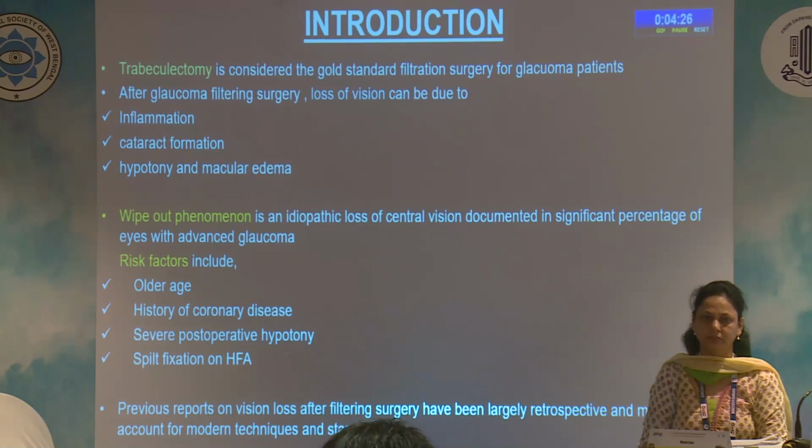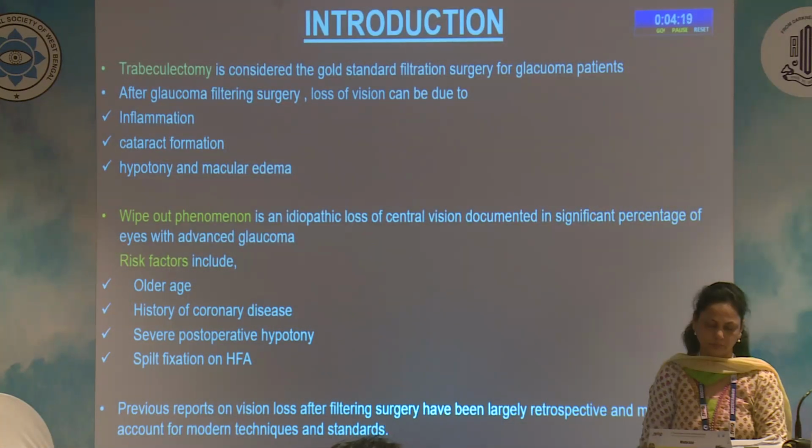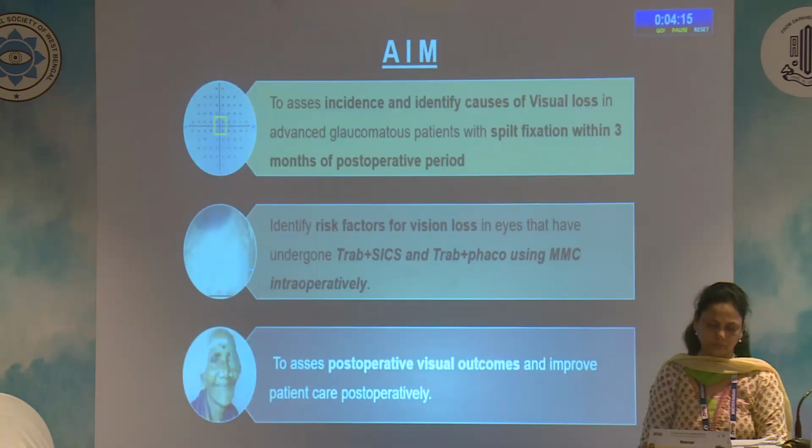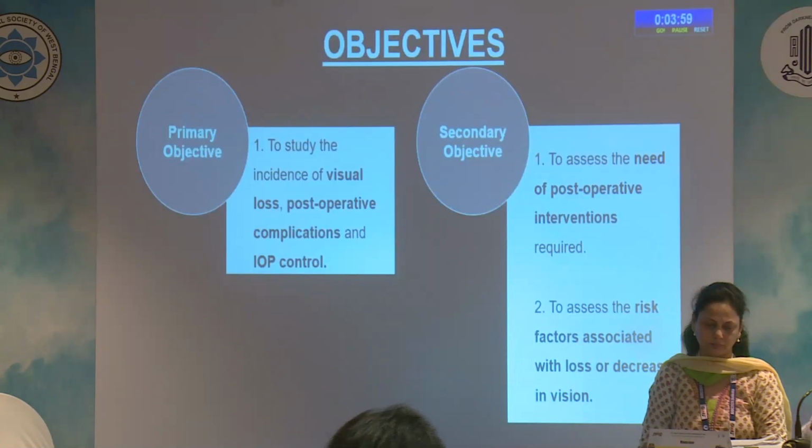Whatever the literature suggests, the reports of vision loss after filtering surgery have been largely retrospective and may not have the modern technique and standard to evaluate how and why the postoperative vision is less. So the aim of our study is to assess the incidence and identify the cause of the vision loss in advanced glaucomatous patients with split fixation within the 3 month postoperative period, identify the risk factors for vision loss in eyes that undergo trabeculectomy versus trab SICS, and assess the visual outcome and improve patient care.